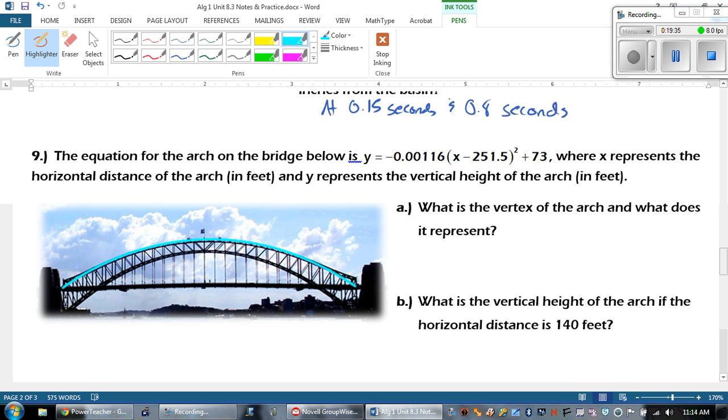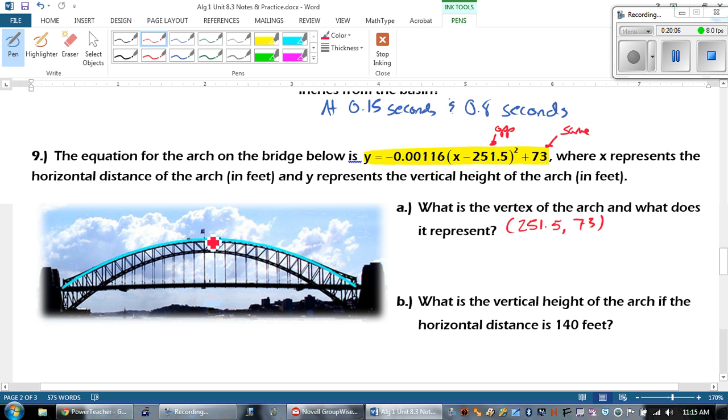Now, don't freak out. Be like, I have no idea. It's in vertex form, guys. Okay, so look at our equation. We know that we have to take the opposite of this number, and the other number stays the same. So our vertex, this was negative 251.5, so it's going to be a positive 251.5. And then the other number stays the same, so comma 73. That's the vertex.